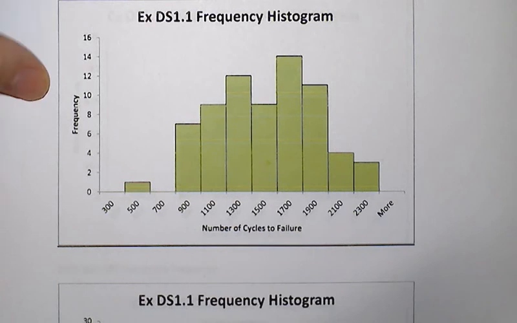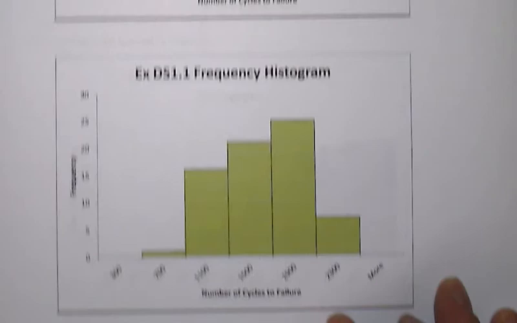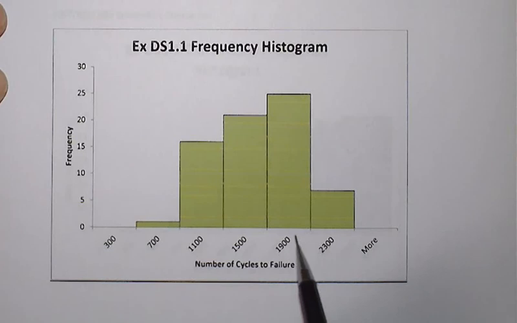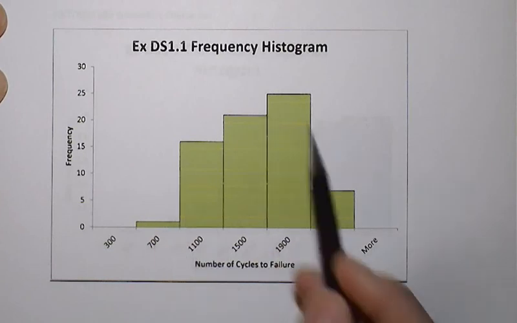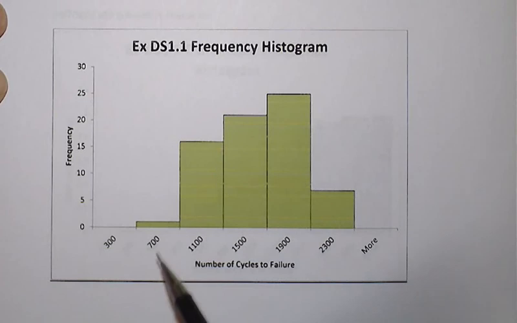We could go even broader in our bin width to 400, and in this particular case we still have retained the overall shape of the distribution.